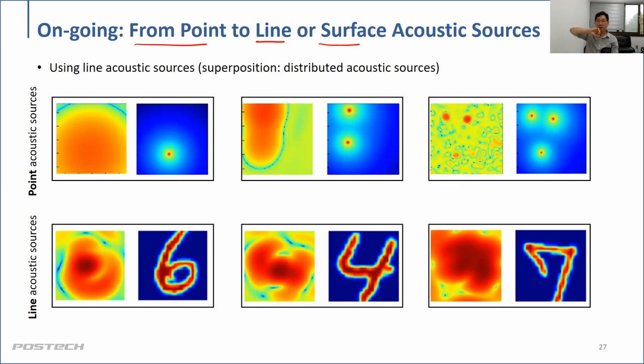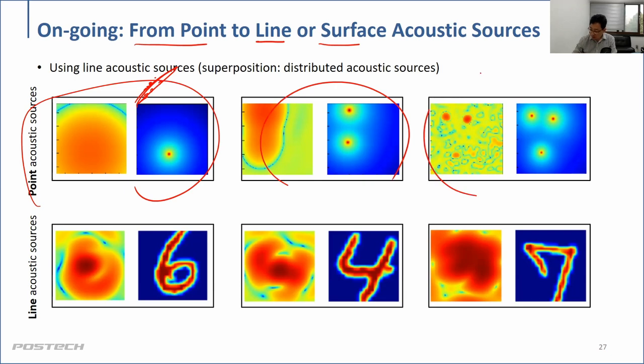And if you have many points, we can think of this as a line, right? And this is going to be the surface. So what we did is use superpositions, right? We assume that it's all a linear system and the acoustic speakers can be distributed.